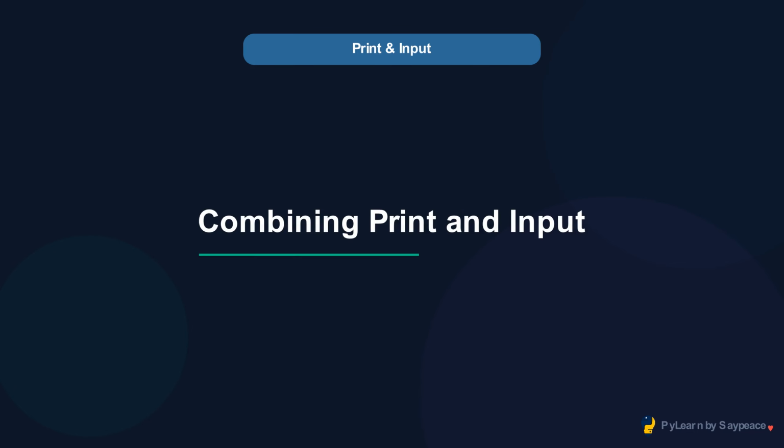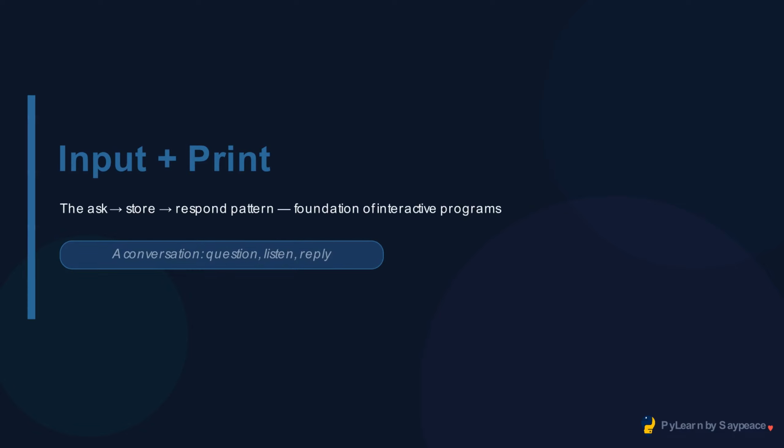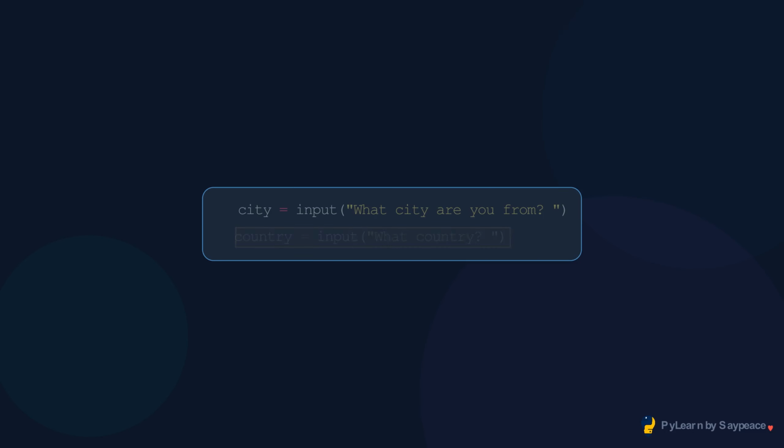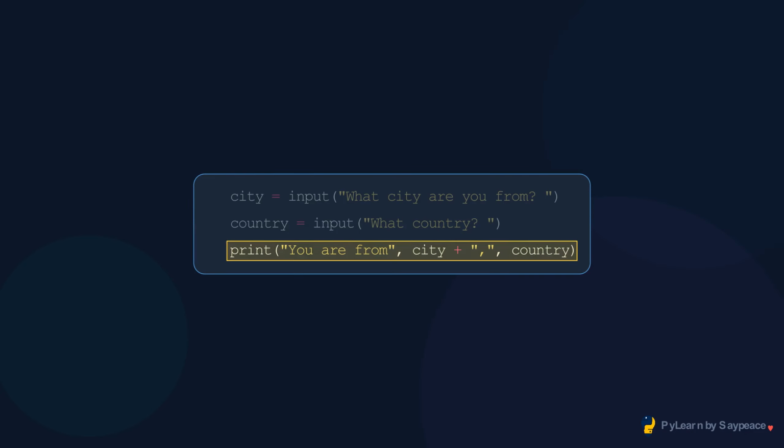Welcome to combining print and input. Combining input and print gives you the core loop of interactive programming. Ask the user something, store what they say, do something with it, show them the result. That pattern is everywhere. Ask the user for their city. Store it in the variable city. Ask a second question. Store the answer separately.